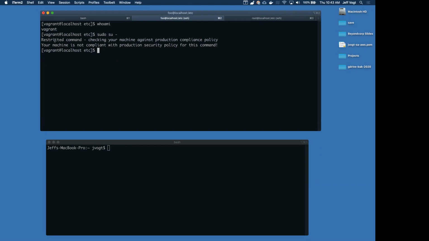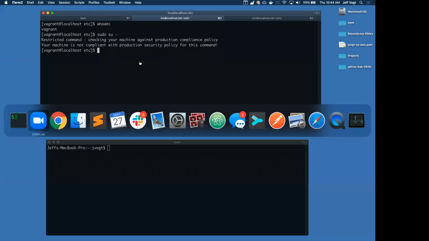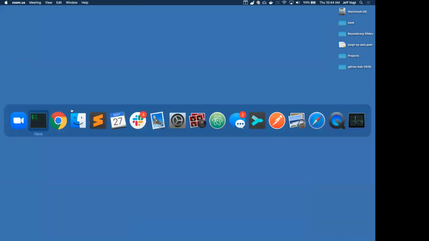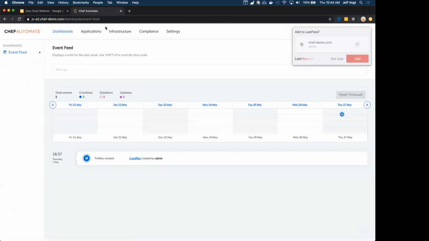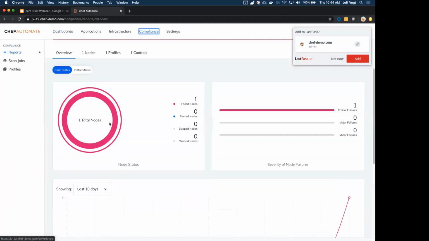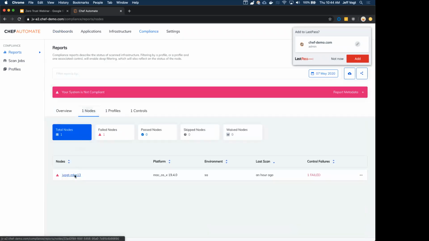So I wrote a plugin that can hit the Chef Automate API, which my machine is registered to, and let me do something very cool, which is control access to commands at runtime on a critical server. So you can see: restricted command, checking against production compliance policy. Your machine is not compliant. And so we can log into Automate here and see what's going on with this machine, my laptop. There's only one node in here. Oh, and it's my laptop, and it's not compliant.